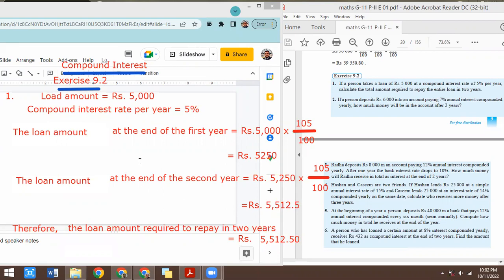So the loan amount is 5,000 rupees. The compound interest rate per year is 5%. Therefore, the loan amount at the end of the first year will be 5,000 times 105 divided by 100, which is 5,250 rupees. Then at the beginning of the second year, there'll be a balance of 5,250. And at the end of the second year, the interest is calculated for the balance. And with the interest, the total amount to be paid will be 5,512.50 rupees. So that is the amount that has to be repaid at the end of 2 years.